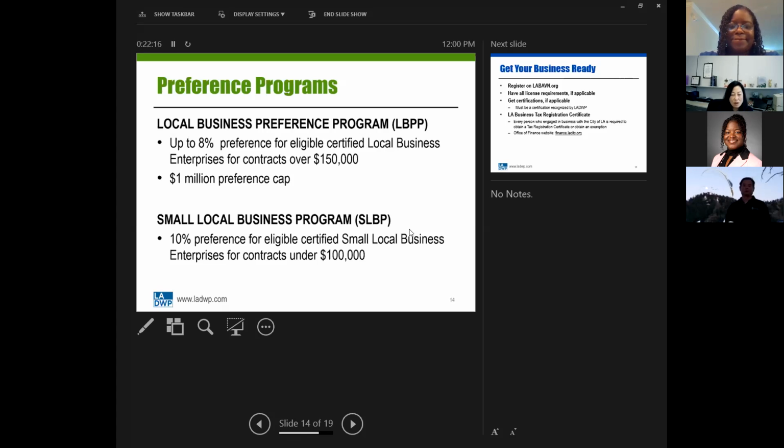The other one is a small local business program. If you are SLB certified, which is a small local business certification through BCA, our Bureau of Contract Administration, you get a 10% preference for eligible stuff for contracts under 100,000. This is mostly goods. So if you're submitting a bid for paper and your bid might be higher than the next, but you have the SLB, you'll be evaluated with a 10% preference so that you have an advantage over someone else.